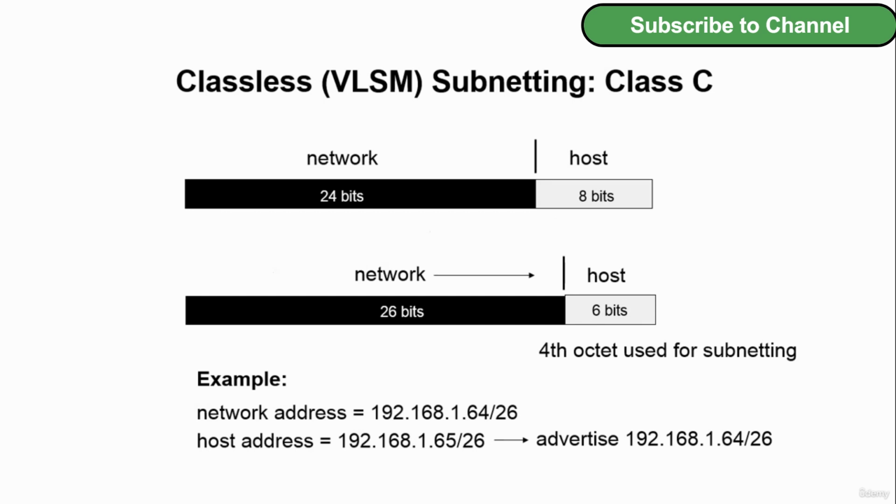So VLSMs, for example, here's 24 bits, so we know that's a Class C default mask with 8 bits and 24 bits network. Now if I move this over to include 2 bits in the fourth octet, so now I've only got 6 bits for the host and 2 bits I'm going to use for subnetting. And that's basically all it is. It's just moving it into the octet where typically host bits are assigned. So you can take something like this 1.64, that's something that's subnetted from the 1 dot address, and 65 would be the first host address available, and the 64 network address would be advertised like that.